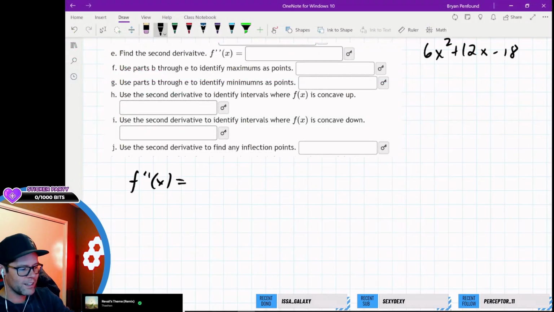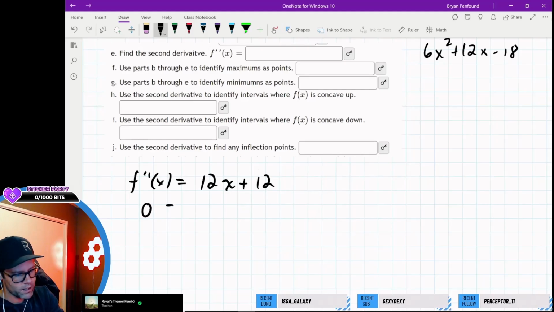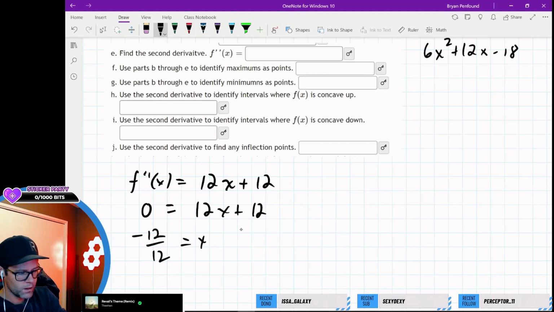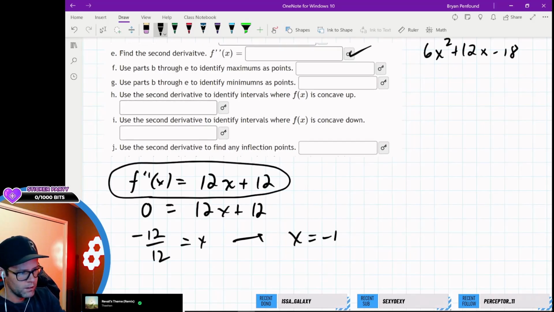Okay, let's take a look at f double prime. So f double prime is going to be 12x plus 12. Let's set that equal to 0. And it looks like we're going to get negative 1. So negative 12 over 12 should be x. So we have one potential place. So here's our solution for f double prime.